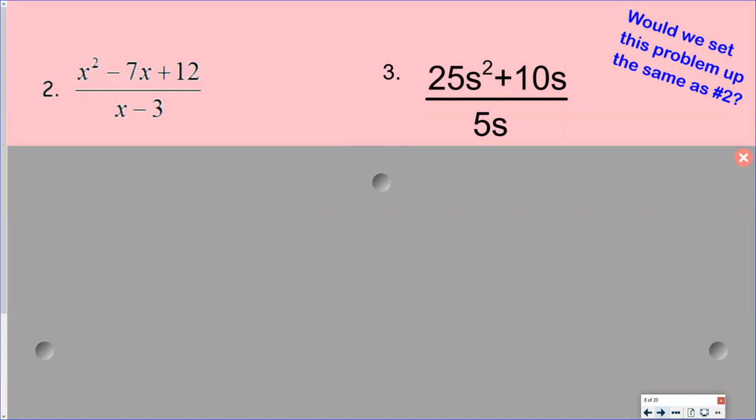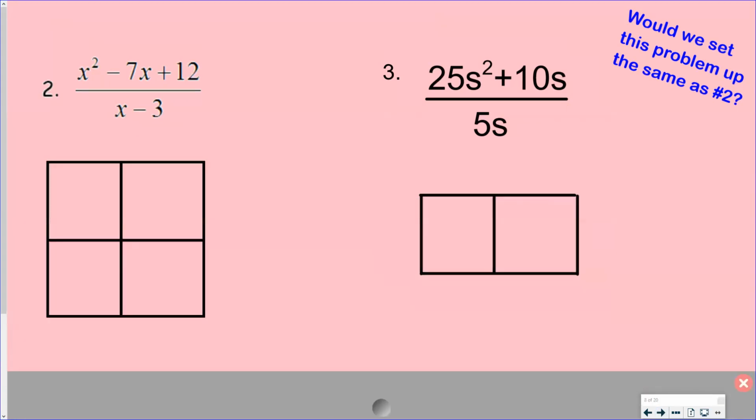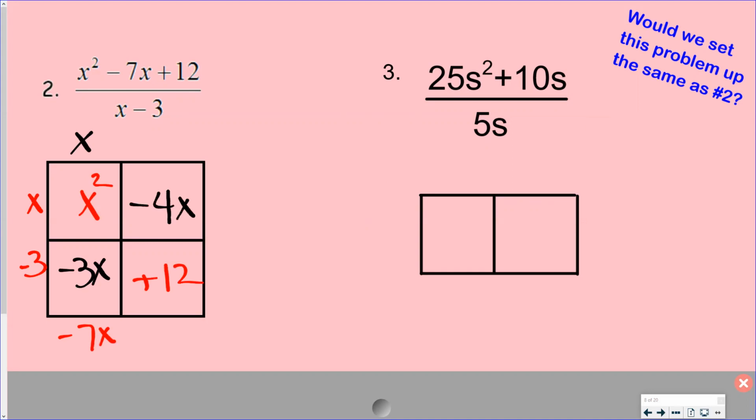All right, let's go ahead. Let's try some more here. I have x squared minus 7x plus 12 and x minus 3. X times x is x squared. X times negative 3 is negative 3x. In order to get negative 7x, I need a negative 4x here. And then that means this will be negative 4. Negative 4 times negative 3 is positive 12, giving me my final answer.